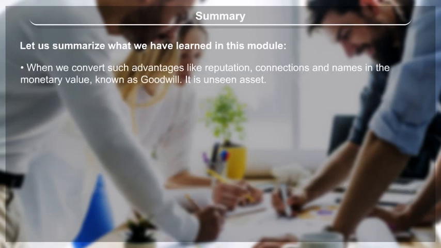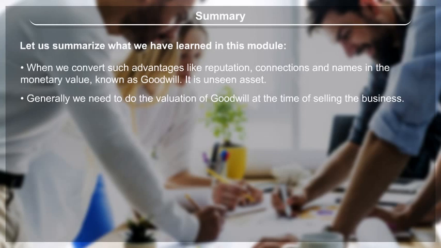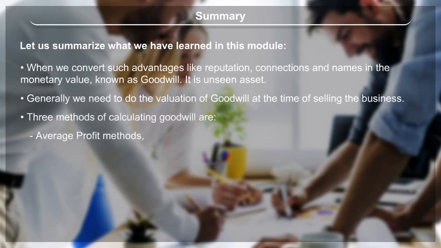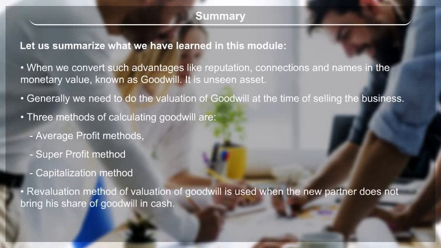When we convert such advantages like reputation, connections, and names into monetary value known as goodwill, it is an unseen asset. Generally, we need to do the valuation of goodwill at the time of selling the business. Three methods of calculating goodwill are: average profit method, super profit method, and capitalization method. Revaluation method of valuation of goodwill is used when the new partner does not bring his share of goodwill in cash.